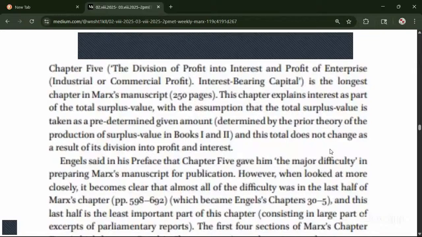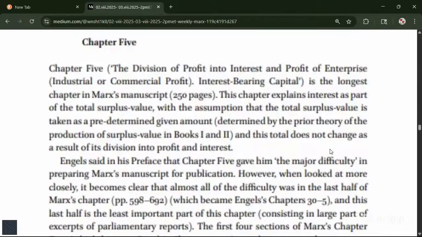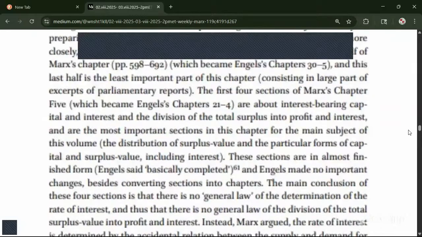Engels said in his preface that Chapter 5 gave him the major difficulty in preparing Marx's manuscript for publication. However, when looked at more closely, it becomes clear that almost all the difficulty was in the last half of Marx's chapter, that is, pages 598 to 692, which became Engels' chapters 30 to 35. And this last half is the least important part of this chapter, consisting in large part of excerpts of parliamentary reports.